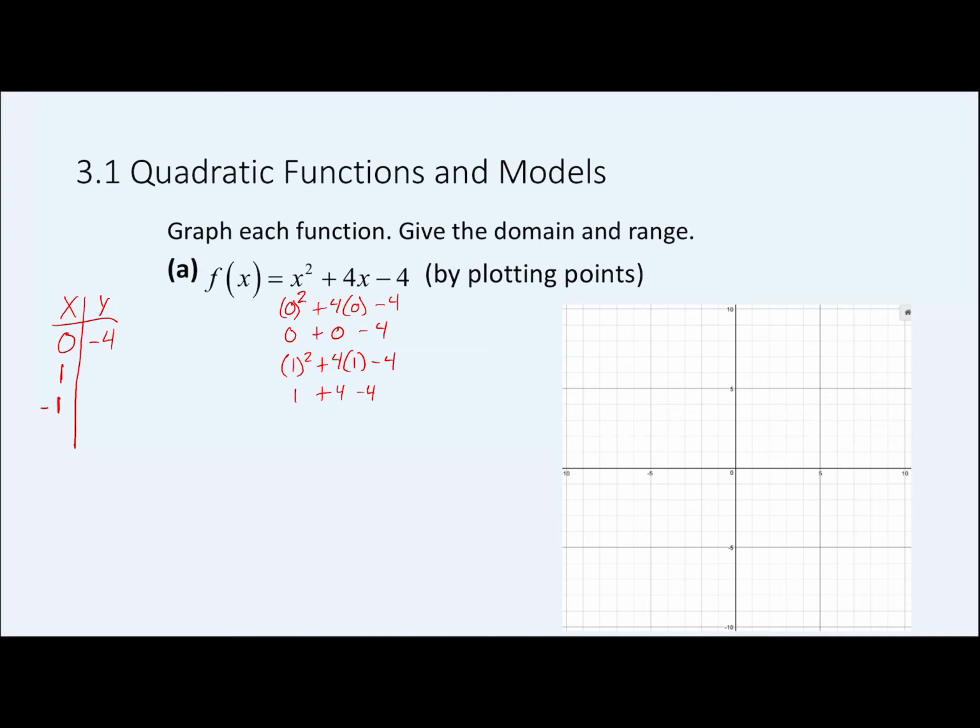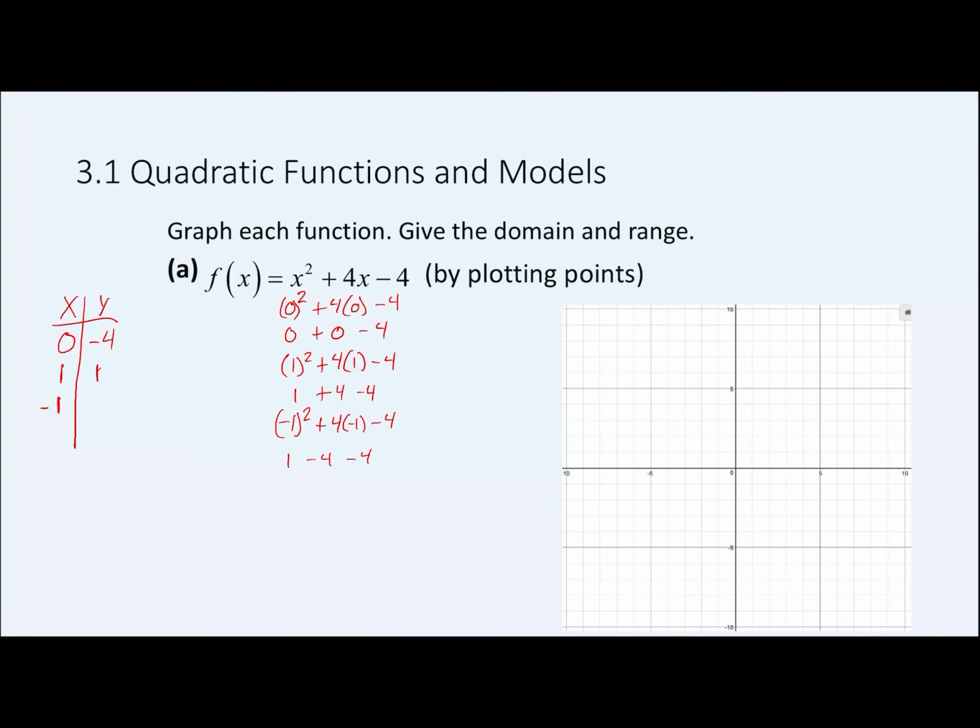We look at putting in +1. And I'm just going to put it here under this one. We have 1 squared plus 4 times 1 minus 4. Well, 1 squared is 1. 4 times 1 is 4. And so 1 plus 4 is 5. 5 minus 4 is 1.